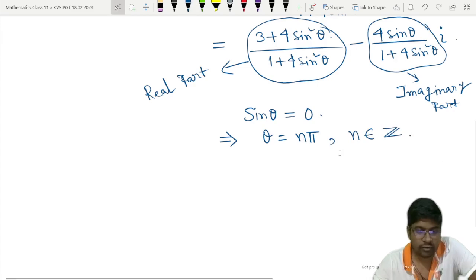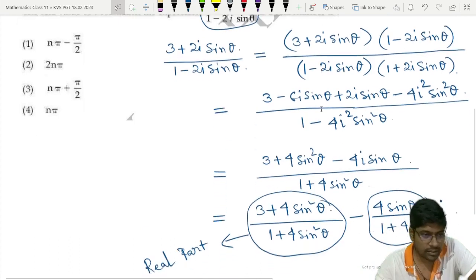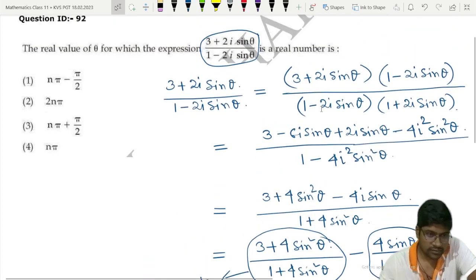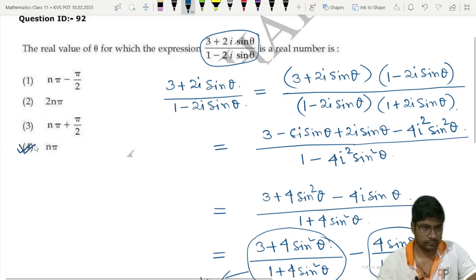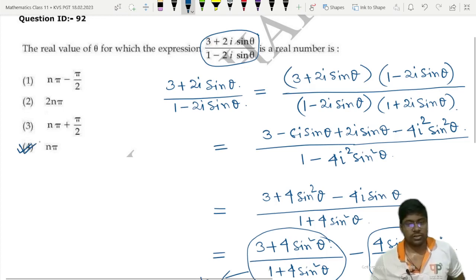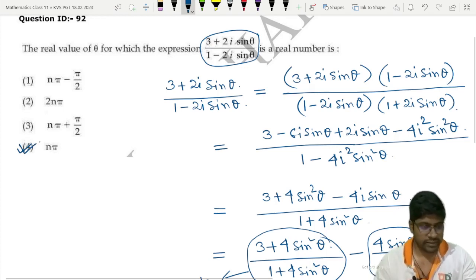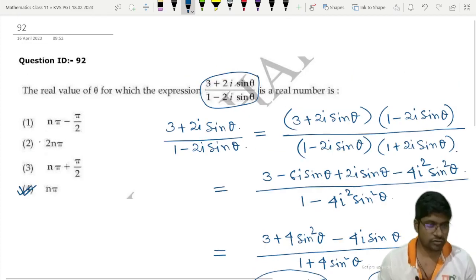So this is the value of theta for which the given expression will be a real number. So option 4 is the correct answer. So this was question number 92. This was also very easy. Now let's move to the next question.